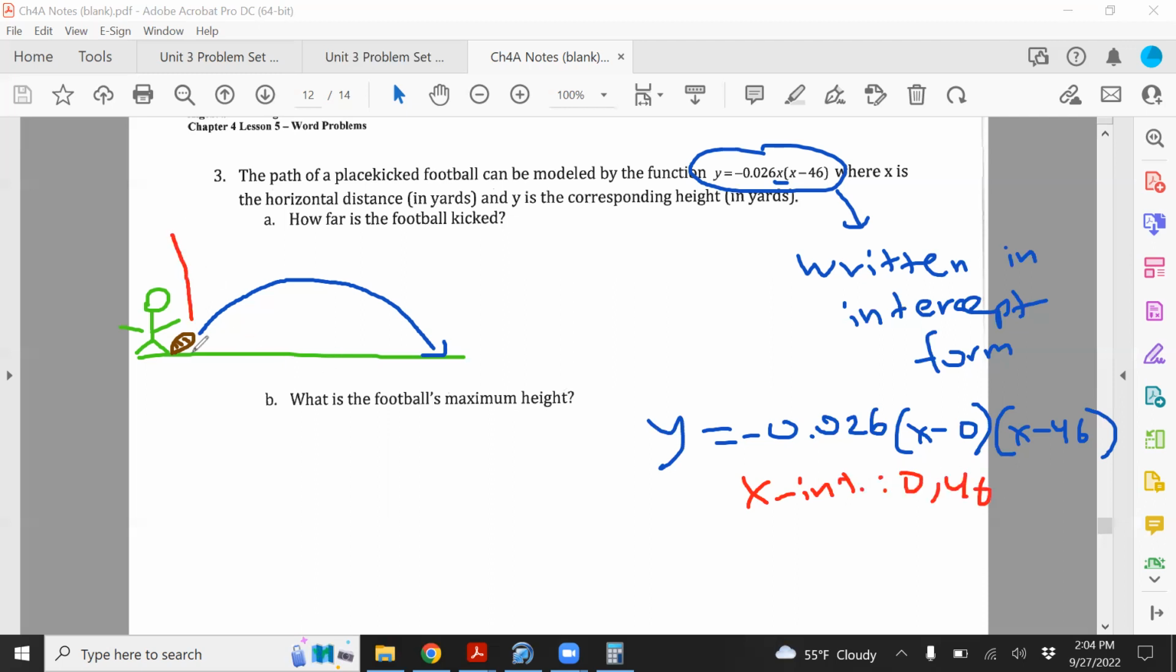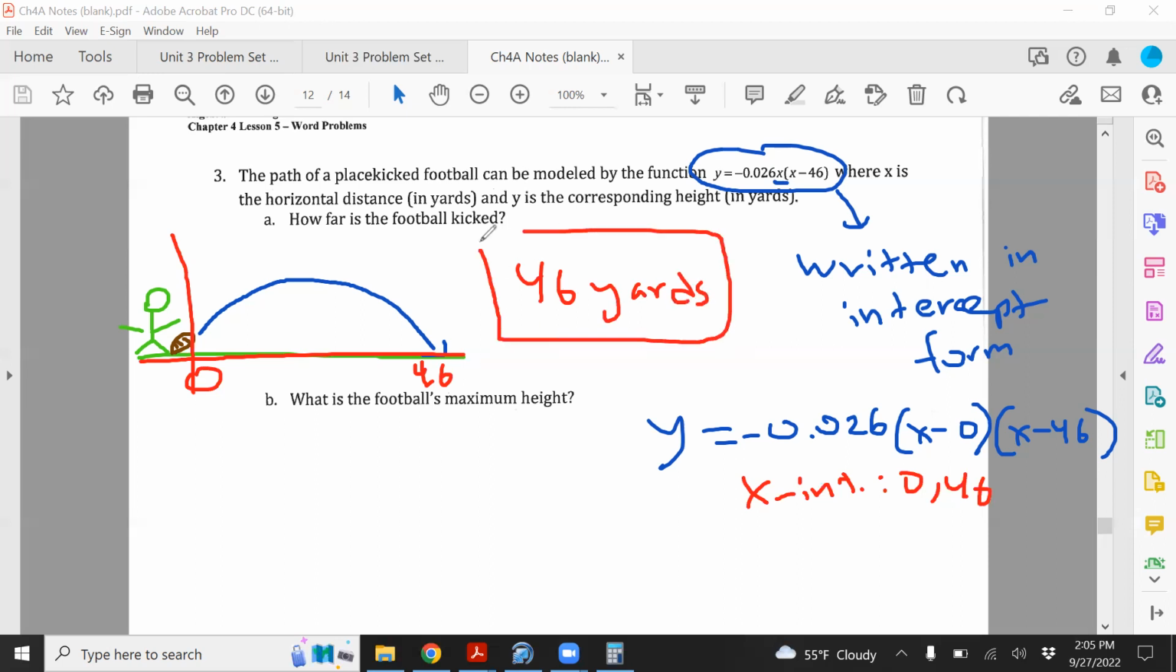So if I put axes right here, the ball starts at 0 and lands at 46. That's the path of the football. So how far is it kicked? It's kicked 46 yards, which is actually very terrible by NFL standards. That's just part A, it's 46 yards. There's not much work you have to do for that one.